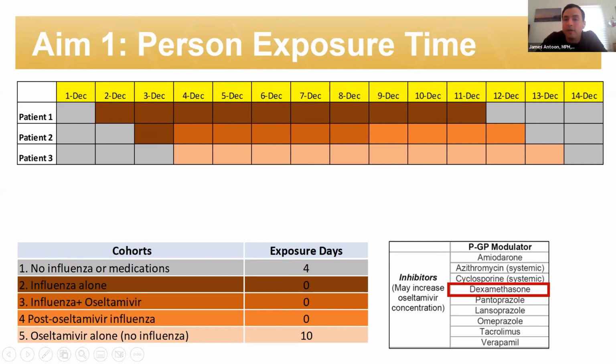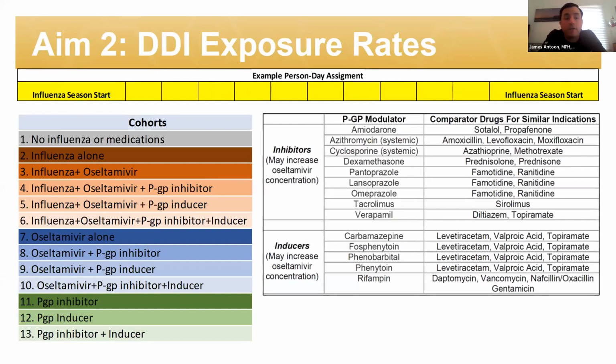And you can add differing layers of complexity to this, right? And so instead of just having these 5 cohorts, what if we assigned a dexamethasone and oseltamivir exposure group to try and assess one of these PGP modifiers. And these differing layers of complexity end up having multiple exposure cohorts. And this is just an example of 13 of them, but it gets even deeper than this when you start looking at comparator drugs and trying to look at drug-drug interactions for drugs that have similar indications but don't have PGP modifying effects.